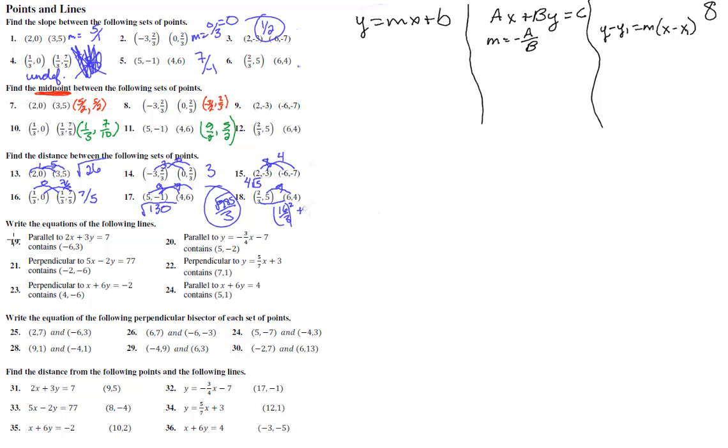Okay, number 19, parallel to 2x plus 3y equals 7. Well, the easiest way is that we're going to have number 19 right here. 2x plus 3y is going to give you the exact same slope, a slope of negative 2/3. And it goes through this point, negative 6, 3. So if we stick negative 6 in for x and 3 in for y, this gives us negative 12 plus 9 is a negative 3, and there's the equation.